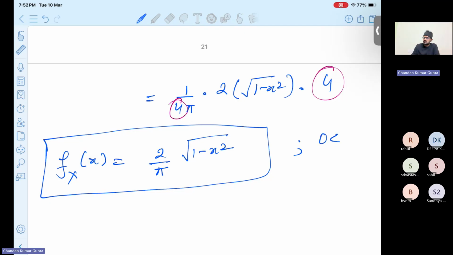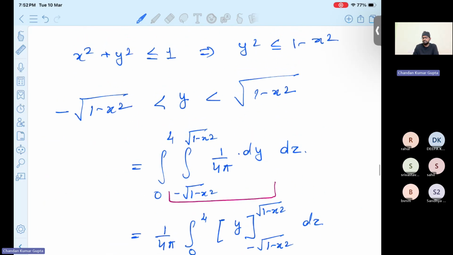So obviously it comes out to be 0 to 1. So this is the marginal probability density function for the random variable x when the joint distribution is 1 upon 4 pi with these two conditions.